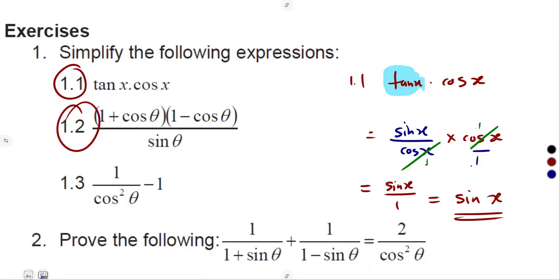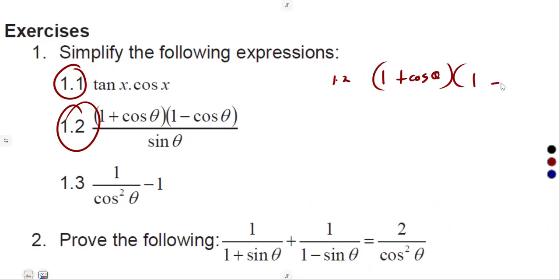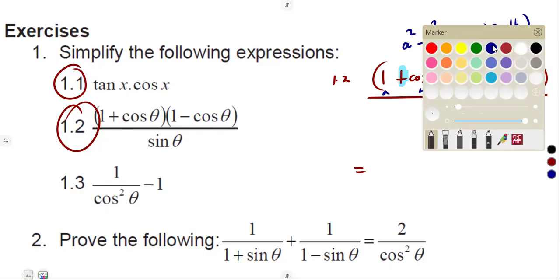1.2, we are given again to simplify. As we can see, it is similar to the previous question: (1 plus cos of theta) into (1 minus cos of theta), and everything is over the sine of theta. Remember, we talked about a squared minus b squared being a minus b into a plus b, our difference of two squares. A, B, A, B, only that it's separated by the other one being a plus, the other one a minus. So guys, let's apply our difference of two squares.